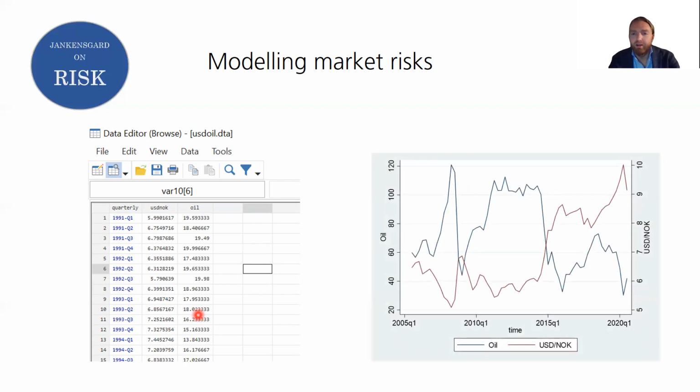So here's a graph showing how these variables develop over time. So you can see here that the dollar versus NOK sees a clear shift, roughly around 2015, whereas the oil price sees a decrease around the same time. And generally, they seem to be somewhat negatively correlated here, and that's going to be interesting for us later on.